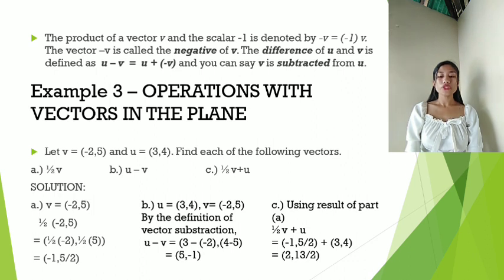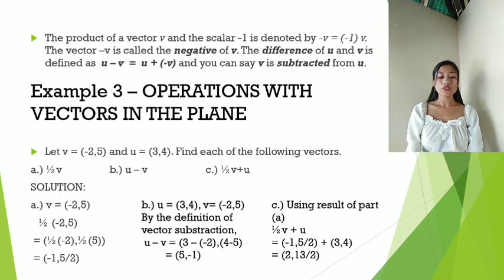The difference of u and v is defined as u minus v is equal to u plus negative v. And you can say v is subtracted from u. Let us take a look at example 3, operations with vectors in the plane.